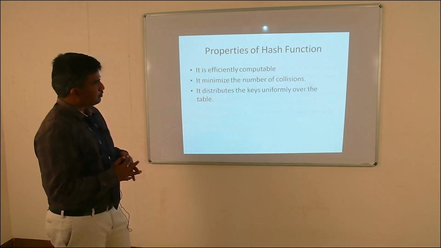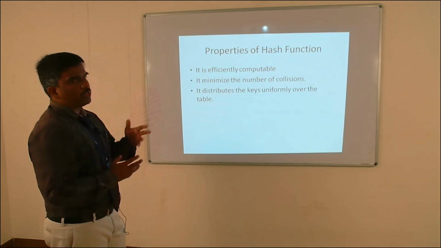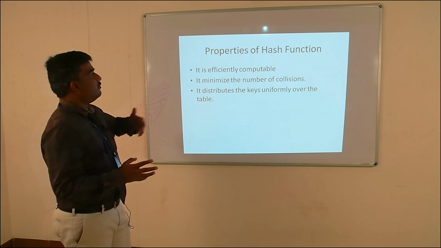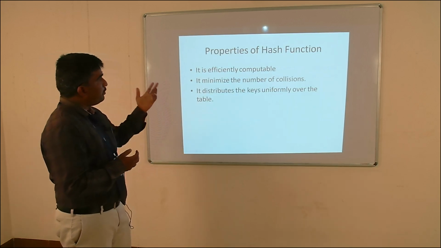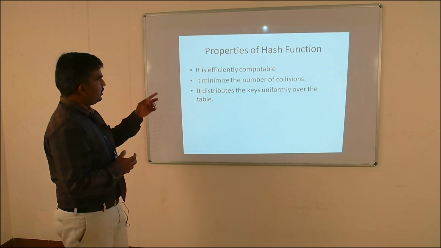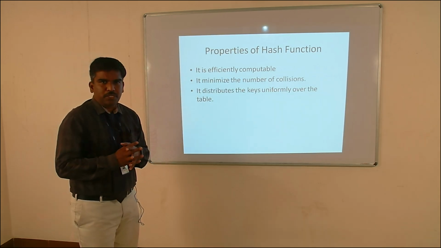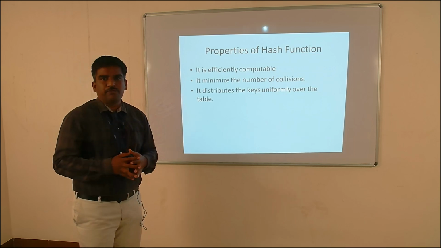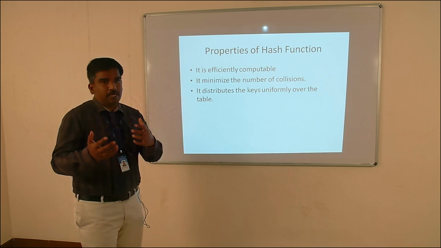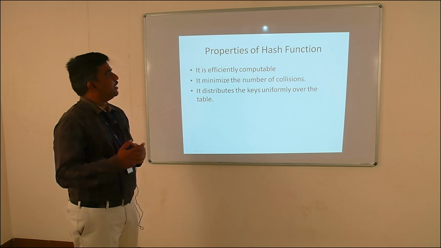Next, what are the properties of a hash function? It is efficiently computable, it minimizes the number of collisions, and it distributes the keys uniformly over the table. So we will not find any collisions, and it will be very comfortable while storing the data and while accessing the data also.